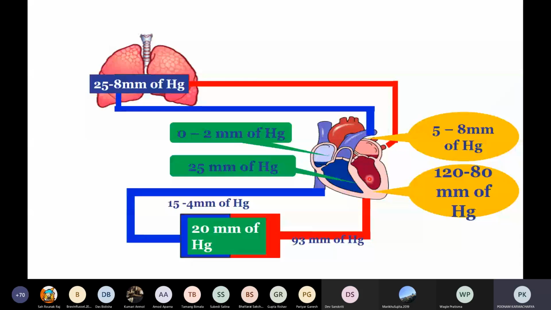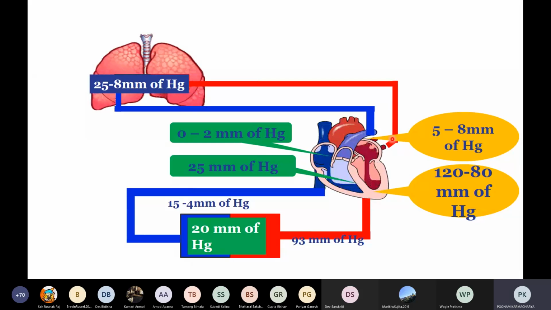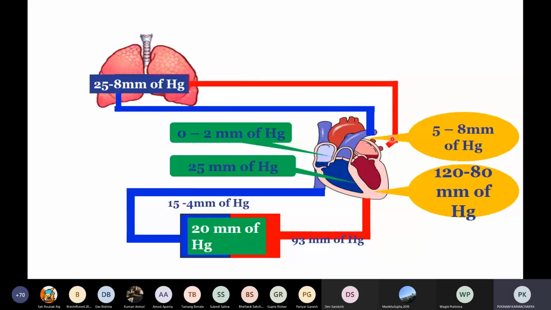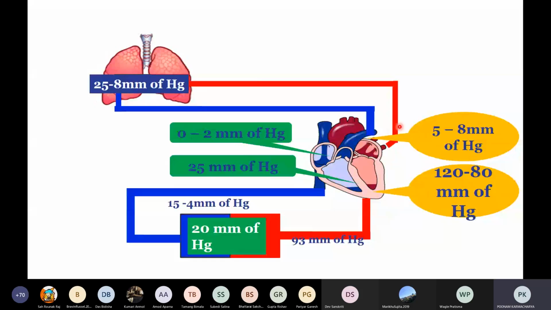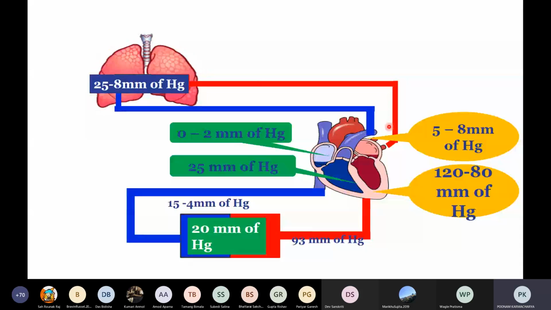Now when this left ventricle contracts, what happens? Via the aortic valve the blood will be pushed to the aorta, right? Now when the blood is pushed to the aorta, the pressure in the aorta can also rise to around 120 millimeter of mercury. But at the time of diastole the pressure in the aorta will decline to around 80 millimeter of mercury. So there are certain properties of this aorta which help to maintain the pressure gradient, right? Now from the aorta the blood will be taken to the arteries.